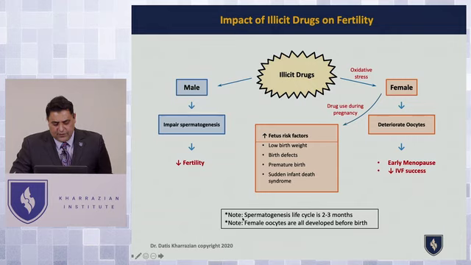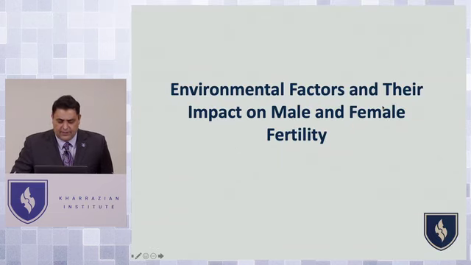And here's again the keynote. The spermatogenesis life cycle is 2 to 3 months. So any illicit drug use in that time frame is an issue. But remember, with females, eggs are developed before birth. All that drugs will do is just speed up the deterioration of them. It doesn't necessarily impact fertility directly.